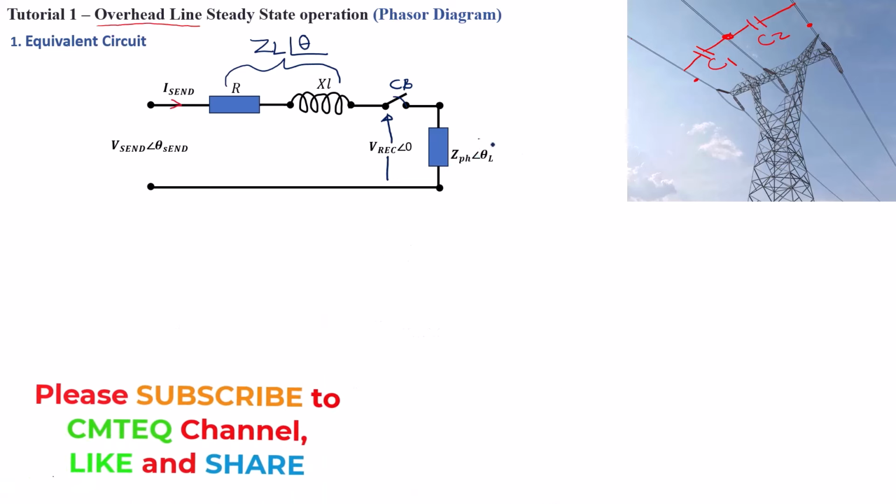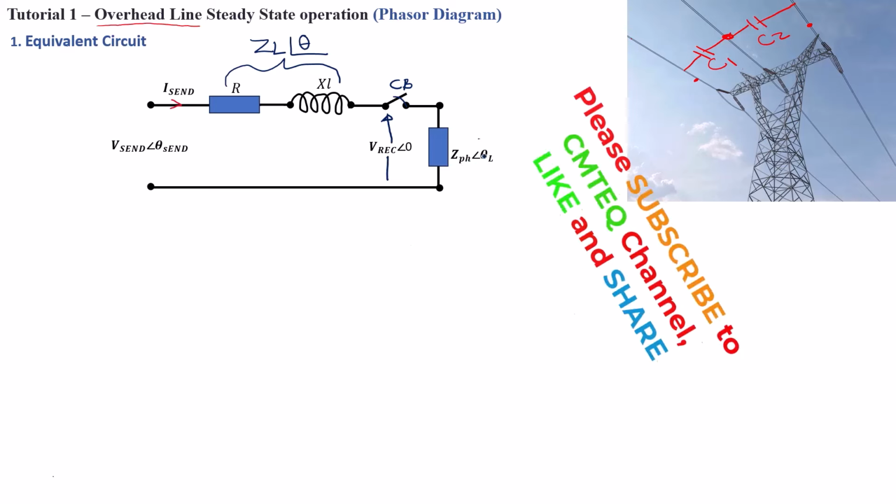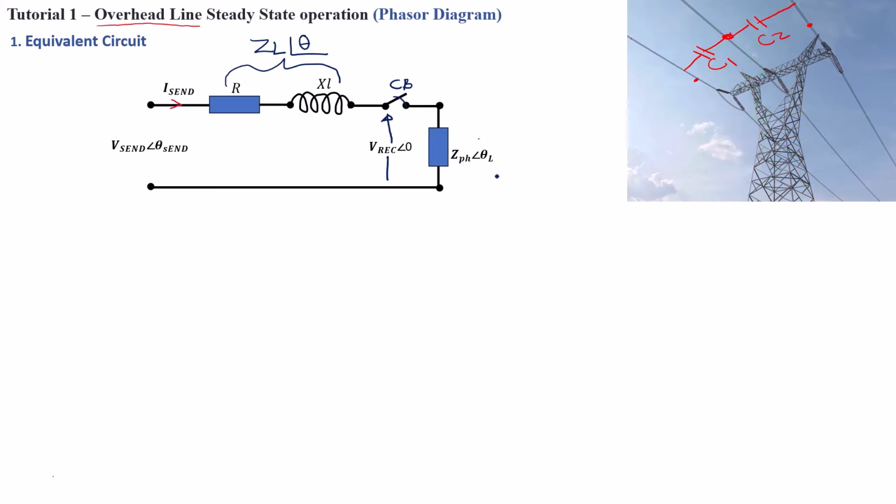But now this load here has an angle, and this angle will carry a sign depending on the type of load. First off, if it's a resistive load, which we're going to draw a phasor diagram for just now, this angle is basically going to be 0 degrees. And if it's a purely inductive load, then you're going to have a load impedance angle of plus 90 degrees, and negative 90 degrees for a purely capacitive load.